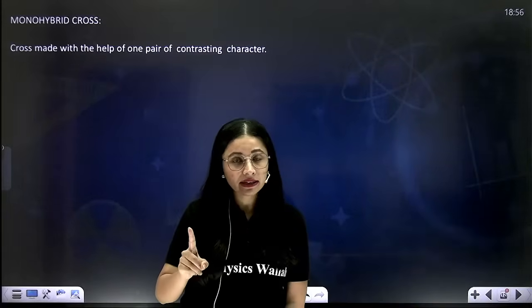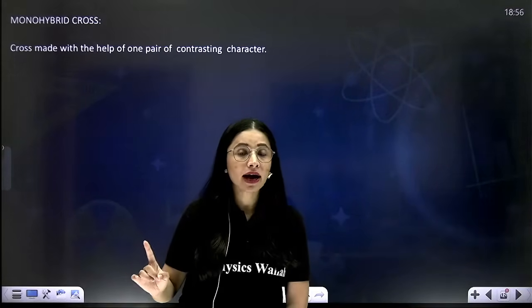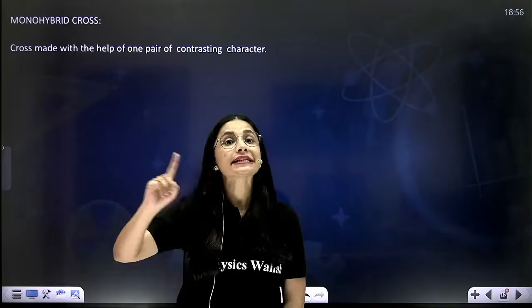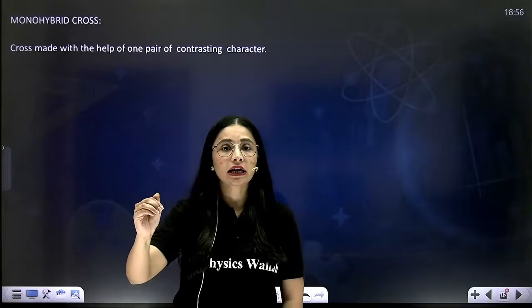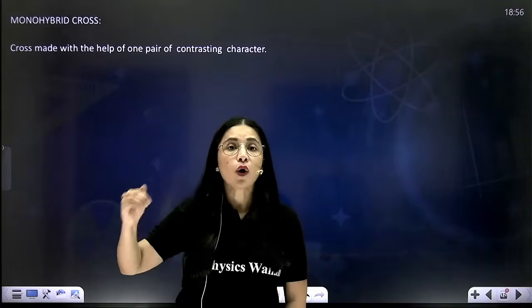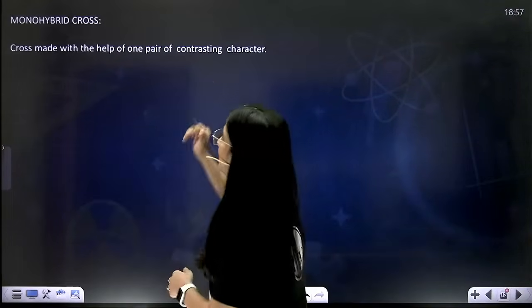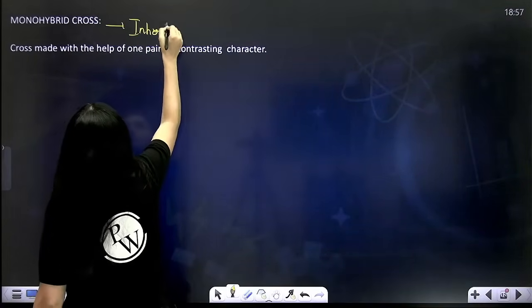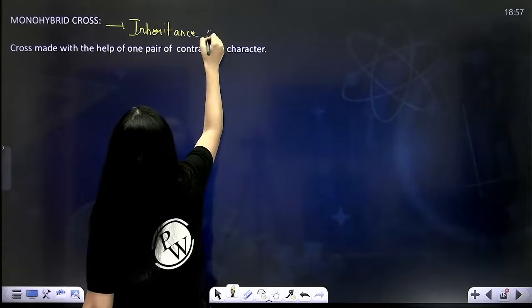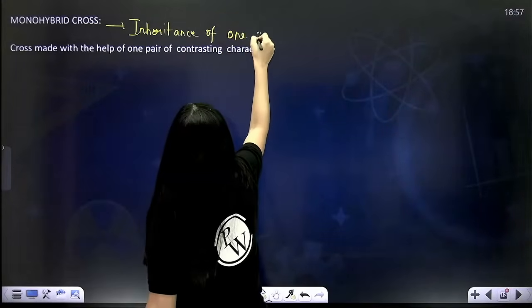So he chose 7 characters. That means how many monohybrid crosses will he make? 7 monohybrid crosses he will make. At a time, he will study only the inheritance of one gene. So basically, monohybrid cross is inheritance of one gene at a time.